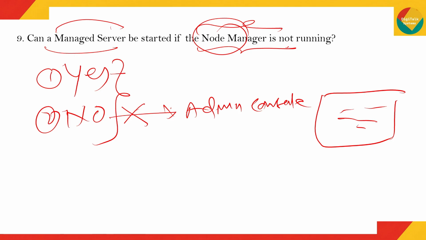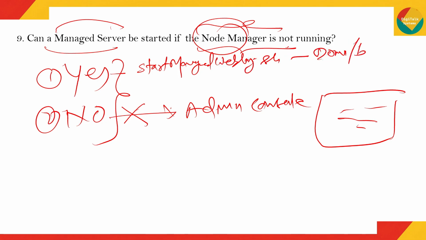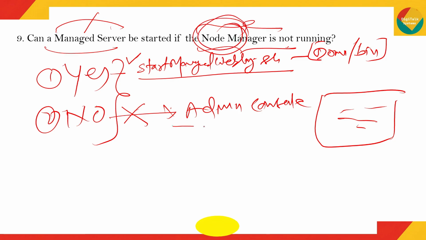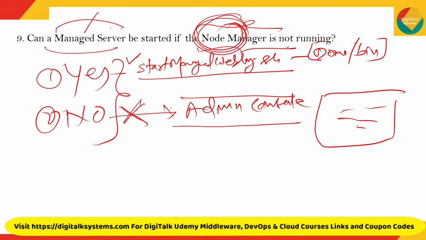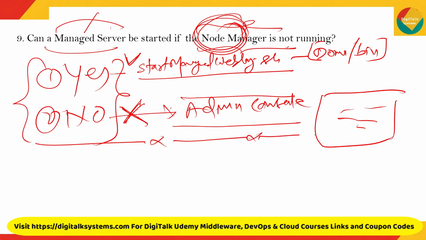The condition is yes if you are going to start using the script, startManagedWebLogic.sh, which is inside your domain bin. If you are going to start using the script, then you will be able to start. It doesn't matter if your node manager is down or up. But if you are going to start your server from the admin console, and node manager is down, you will not be able to start your server. So these are the two conditions.